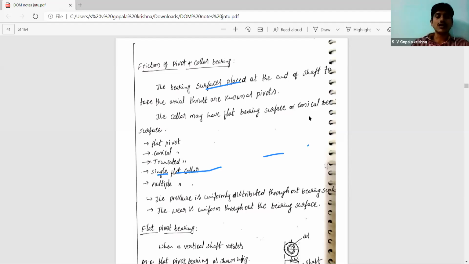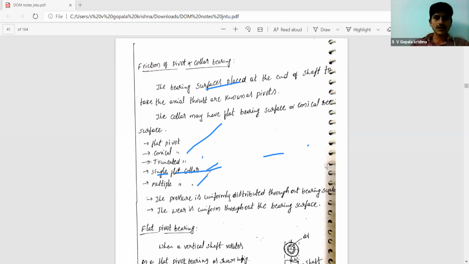Now, the types of pivot bearings. All of you observe how many types there are: flat pivot bearing, conical pivot bearing, truncated pivot bearing, and a single flat collar, and multiple flat collar. So there are nearly 5 types.